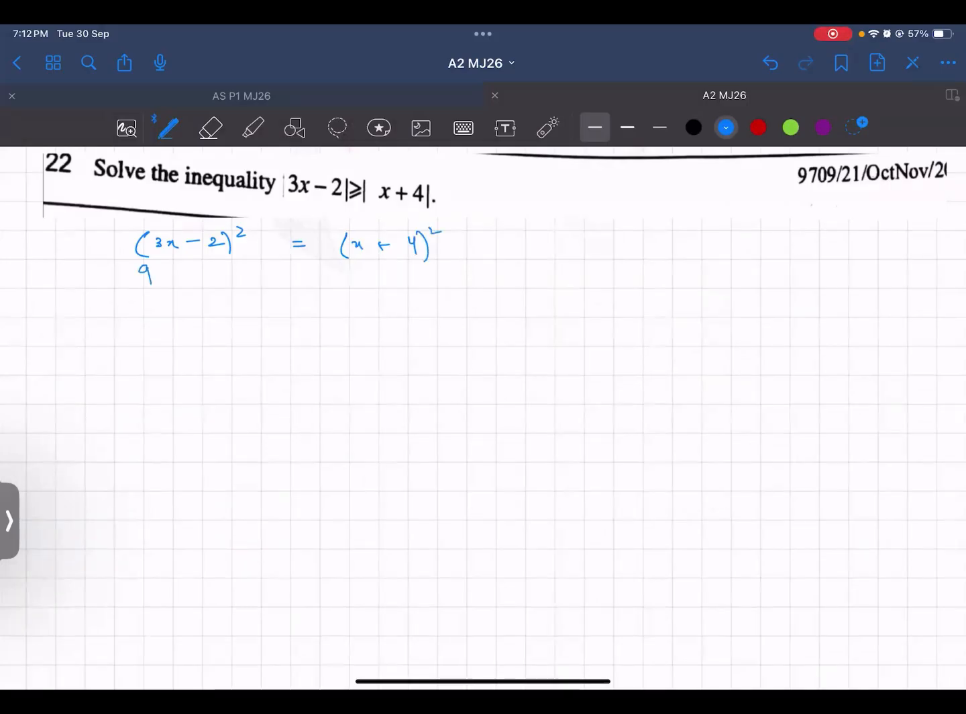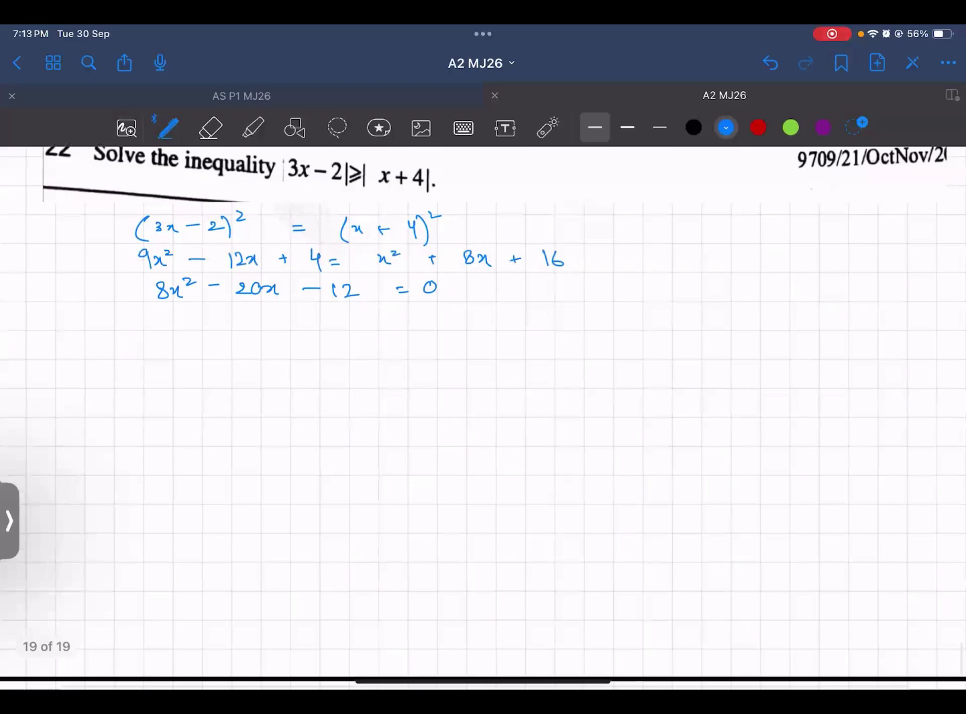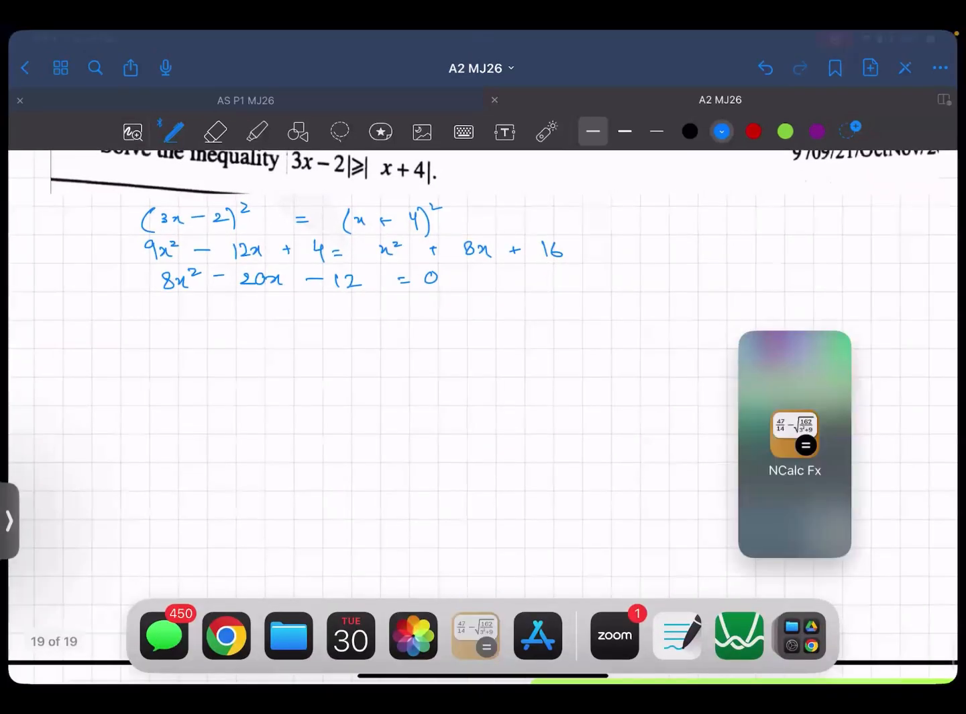Expand using the identity. So 9x² − 12x + 4 = x² + 8x + 16. Move everything to one side, so 8x², this becomes −20x, this becomes −12, and it equals 0. Now solve it quadratically.